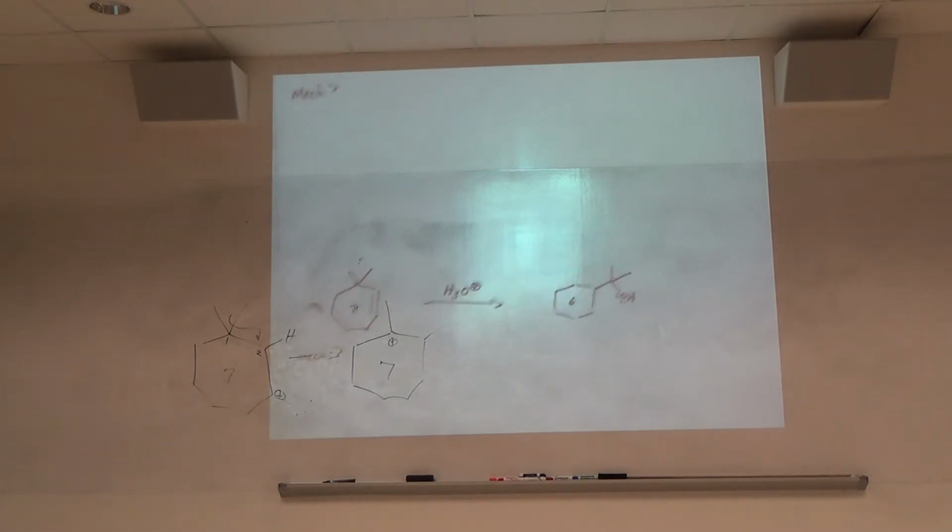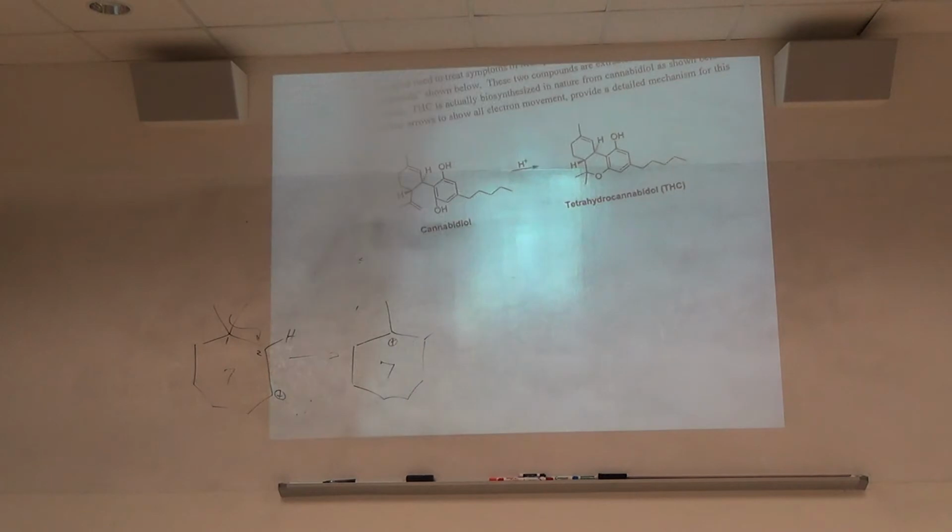So a cation at 4 will go to a 5, and a 7 will go to a 6, but not to a 5. In general, 4 will go to a 6.